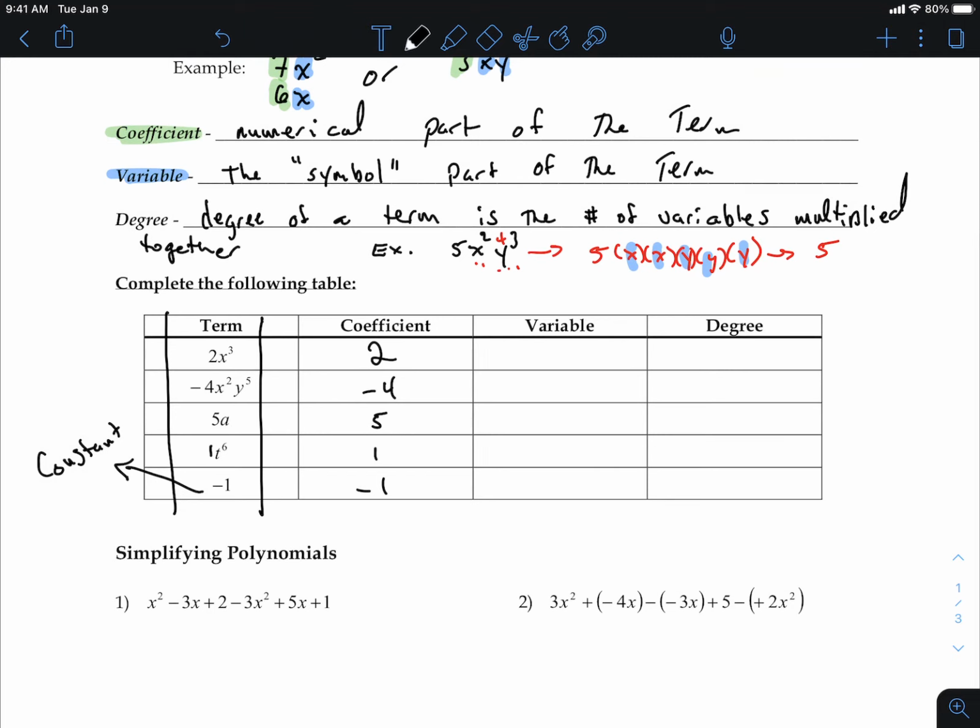So now we can look at the variable portion. What's the variable in the first one? Yeah, just x, right? Not x cubed, it's just x.